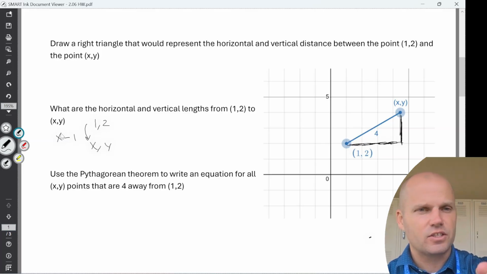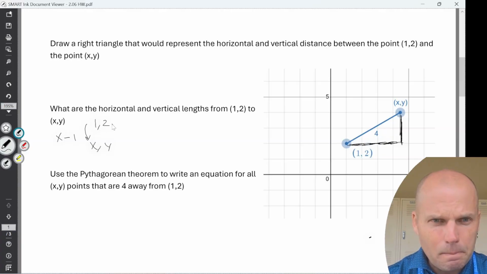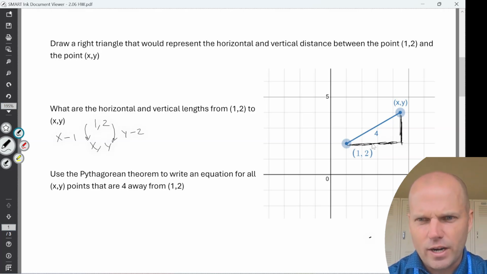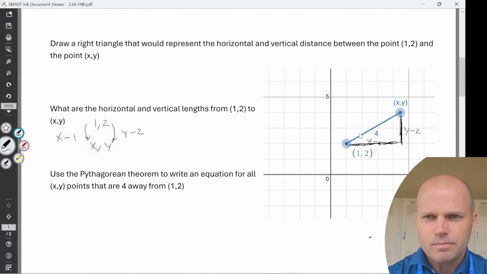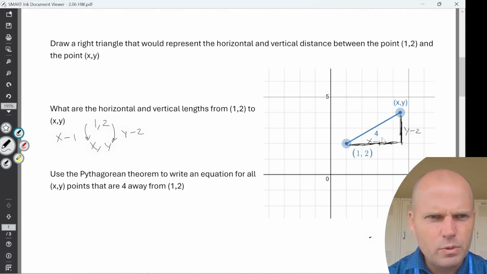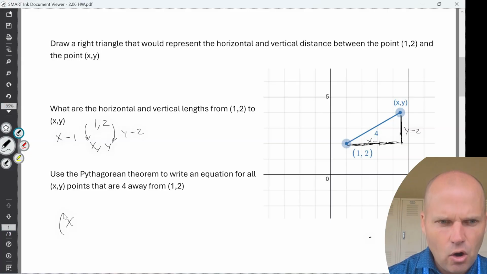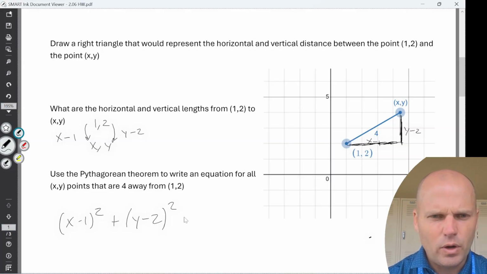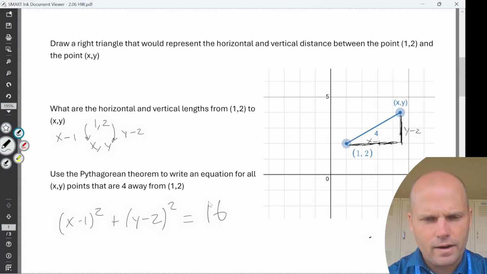1 plus x minus 1 gives us from 1 to x. Y minus 2 is the change from 2 to y. So that would be what I would consider the horizontal and vertical lengths. We can see that the radius, or this unifying distance, is 4. So we would be able to write a squared plus b squared equals c squared, and it would give us all of our hypothetical x, y points that are 4 away from the point 1, 2.